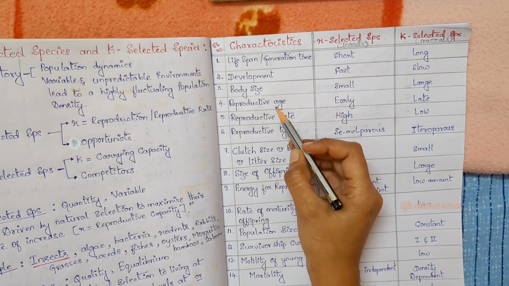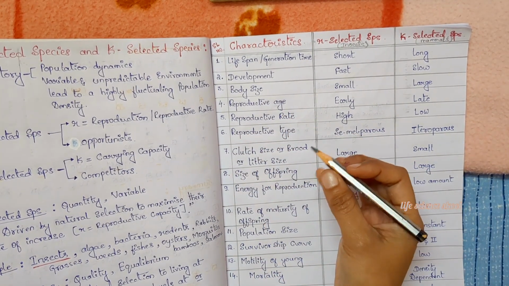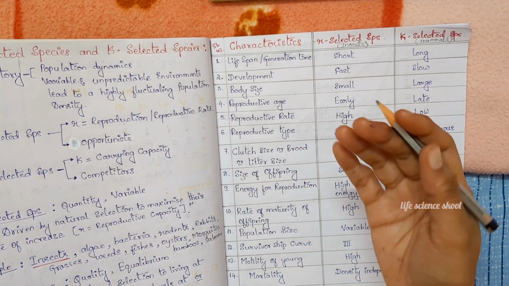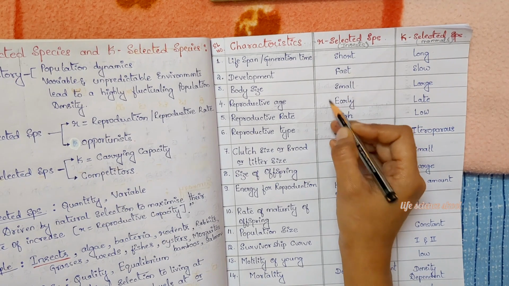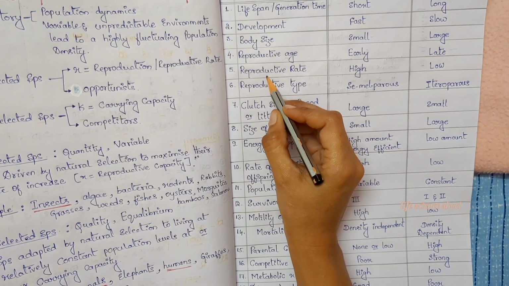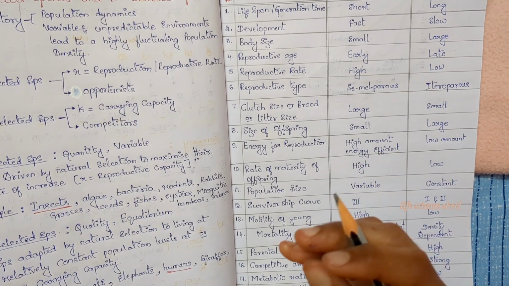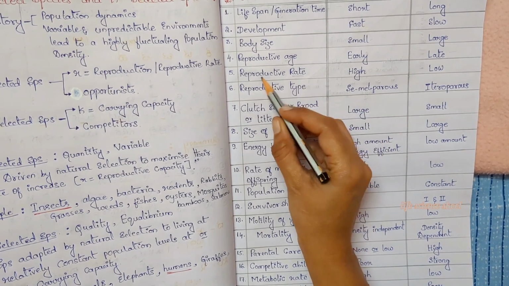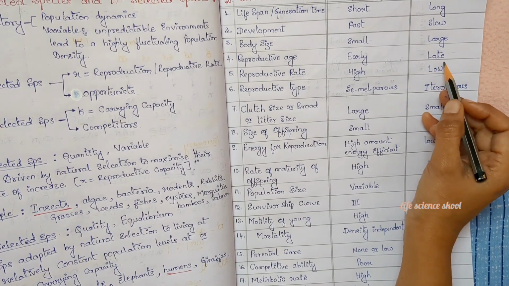And then reproductive age. Reproductive age represents at what age those organisms will come to a reproductive stage. You know that in humans there are two types, reproductive age and non-reproductive age. So reproductive age is early in r-selected species, late in K-selected species. Now moving on to the reproductive rate. Are you understanding the rate? Just now I said what rate is: we measure growth by taking the percentage with time, and that represents the rate. So here there is a high reproductive rate, and here a low reproductive rate.